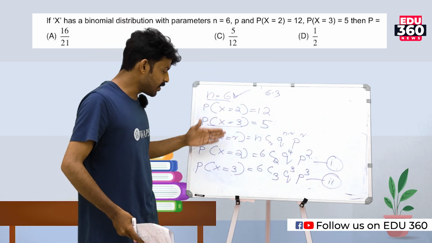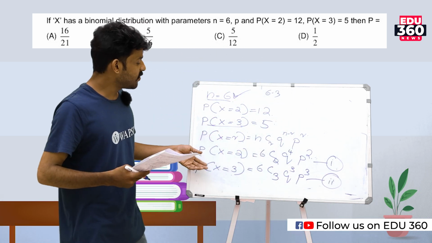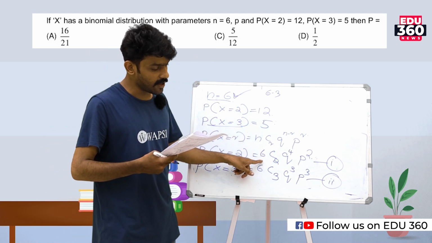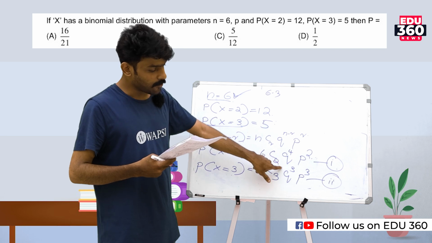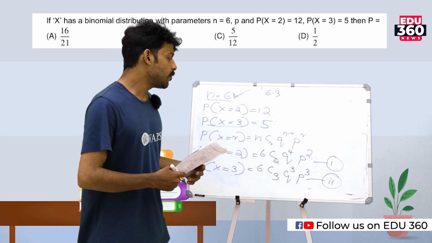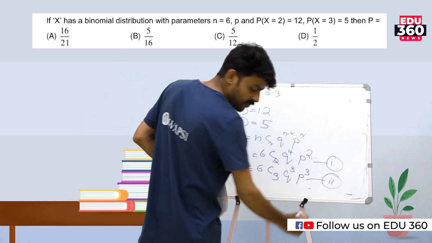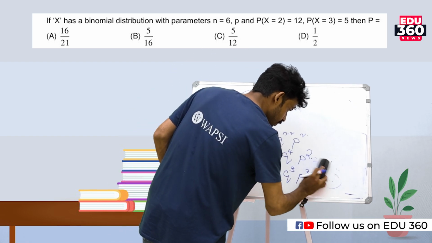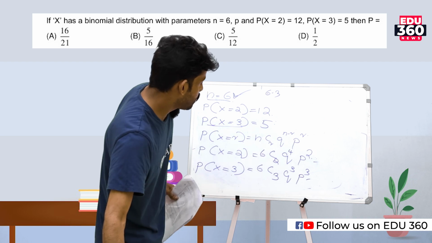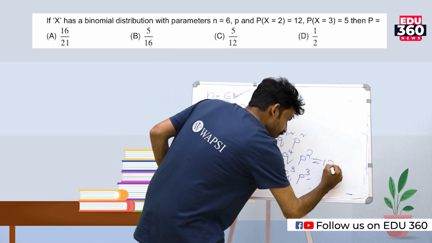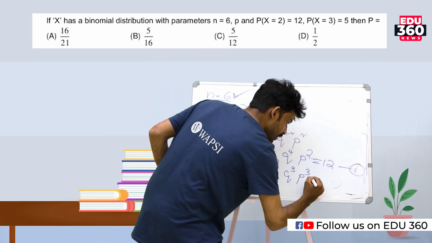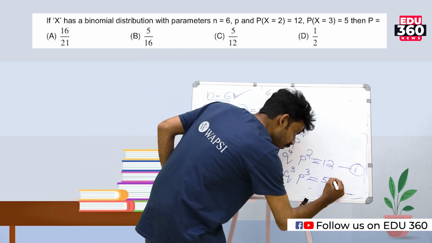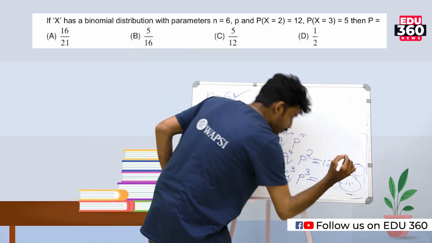From the given hints, after applying the binomial distribution for P of X is equal to 2, we got 6C2 into q raised to 4 into p square. And we know that the value is equal to 12, and we put it as equation number 1. And for the second, the value already given in this question is equal to 5, and we put it as equation number 2.